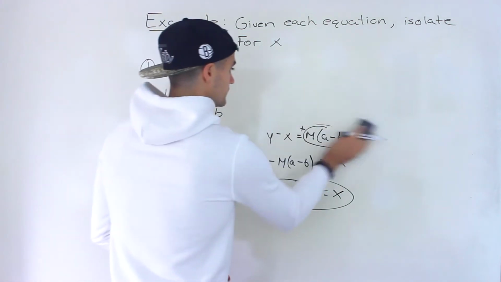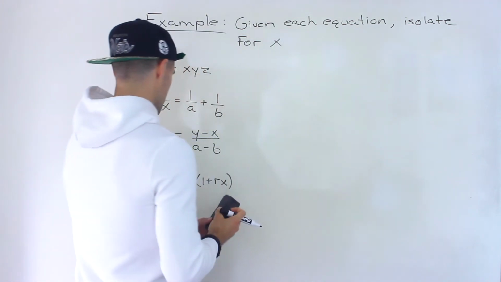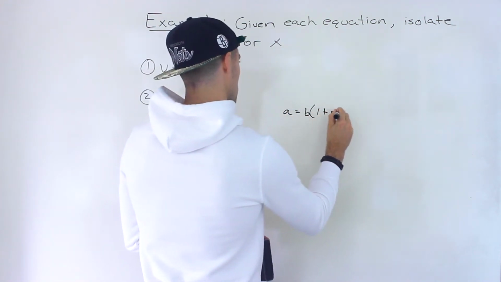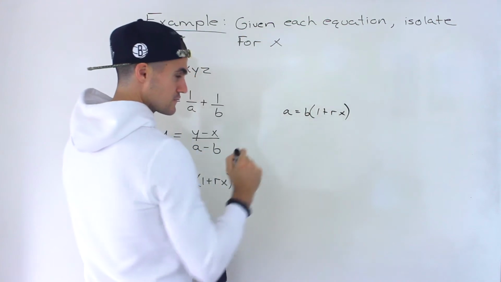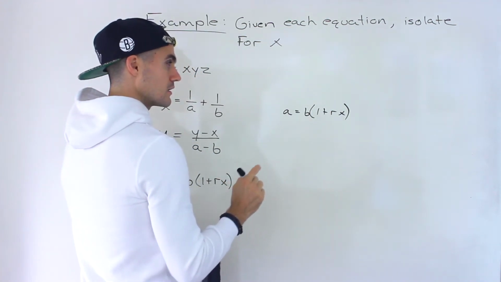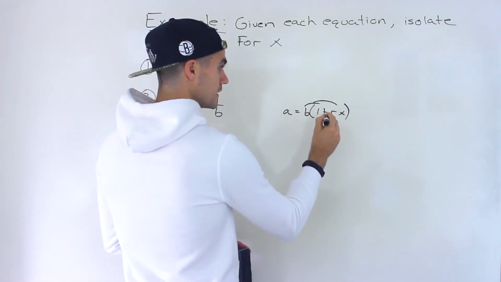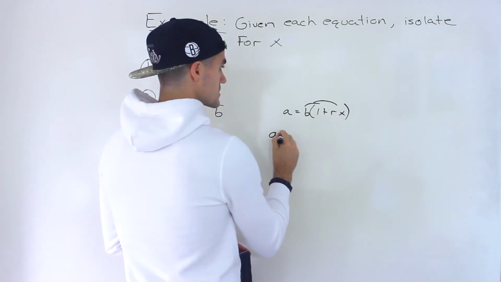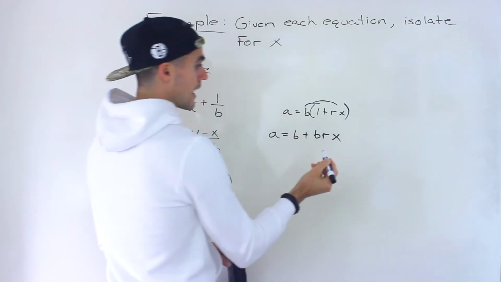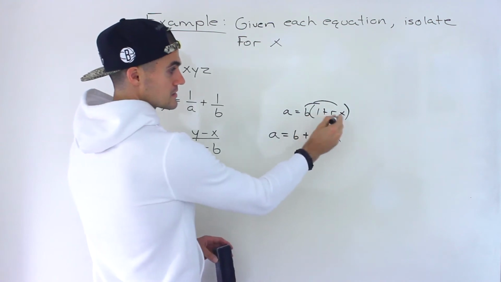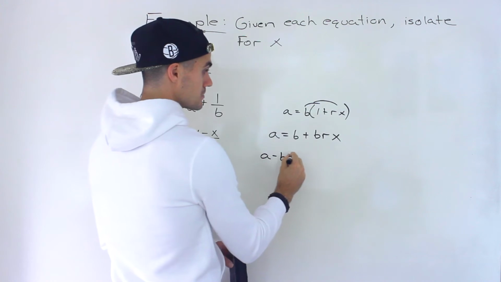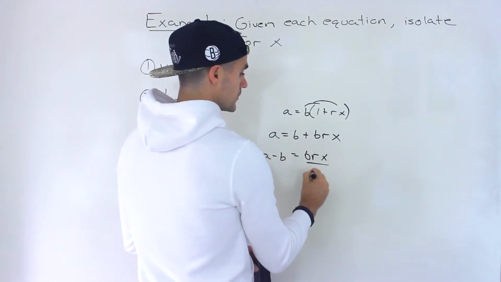In number 4, we have a equals b times 1 plus rx. So again, the x is fairly within the function here. Now, a couple of things you could do here. You can distribute the b if you want. So let's do this a couple of ways, just to show you different ways this can happen. So if we distribute the b inside here, we'd end up with this. Bring this b over, so we'd end up with a minus b equals brx, then divide both sides by br.